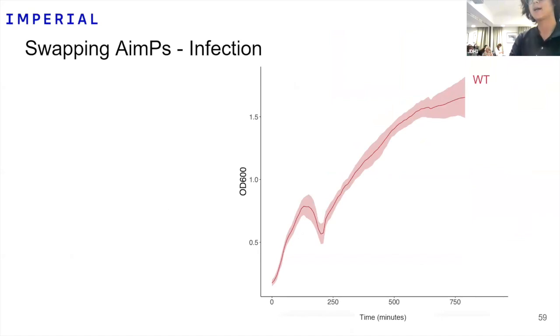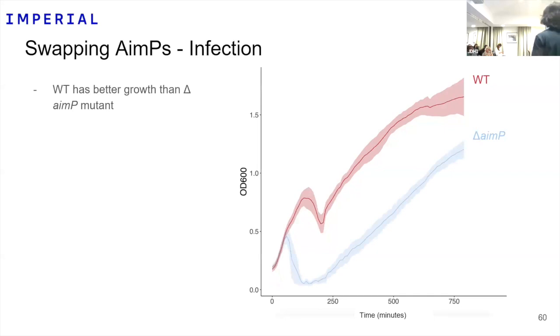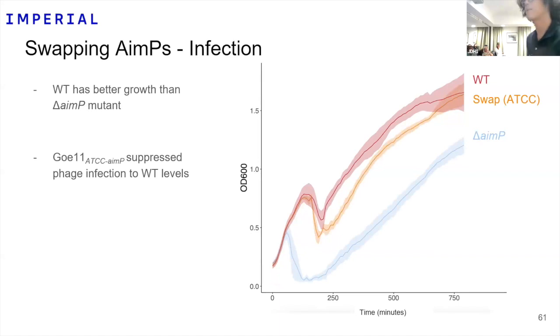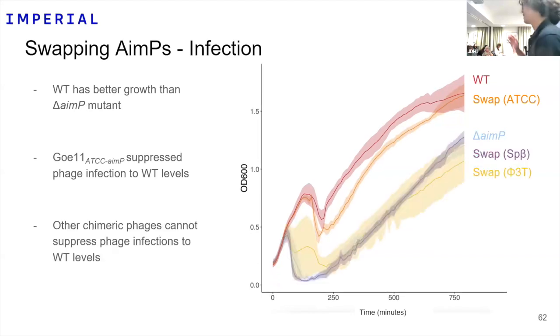And what we could see was that between wild type and delta AMP, the AMP deletion mutant, we see that by deleting AMP, bacterial growth is worse. Makes sense. Phage is more lytic. But if you swap it out with ATCC, the peptide that works, you can see that bacterial growth is restored to that of wild types. And that's only for ATCC, not with the other signaling peptides.